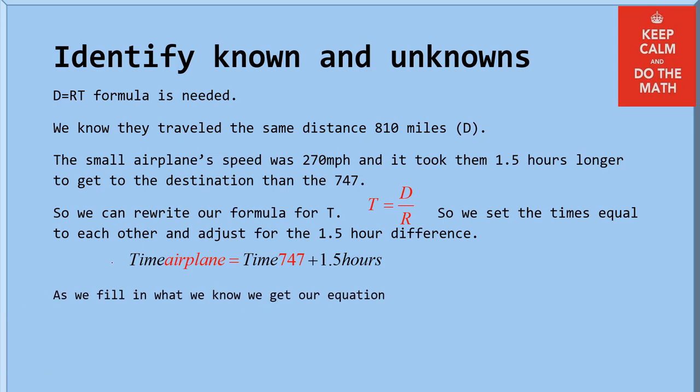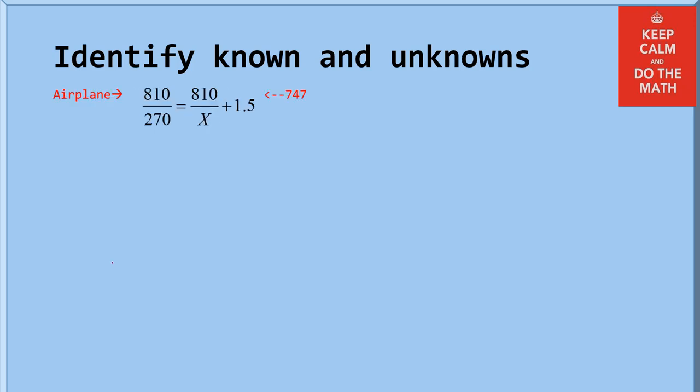So as we fill in what we know, we get our equation. Our airplane is 810 over the rate of 270, which is equal to the 747, 810 miles divided by its speed, plus the 1.5 hours time. So now we're going to go through and solve this. Now, since 810 can be divided by 270, I'm going to go ahead and work that out first. So this is going to get me 3 is equal to 810 over x plus 1.5.